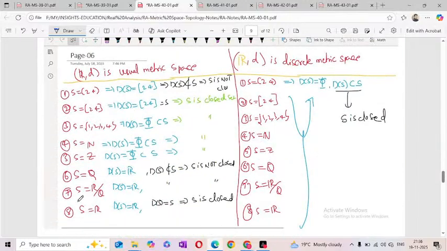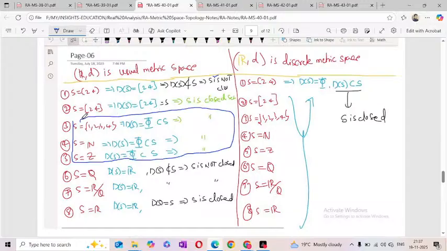Now we will see the relation between the usual metric and the discrete metric. On the left side we already know the results. The open interval (2, 4) is not a closed set in the usual metric. The closed interval [2, 4] is a closed set in the usual metric. Finite sets, integers and natural numbers are closed sets in the usual metric. Next, rational and irrational numbers are neither open nor closed. And the real numbers are closed sets.